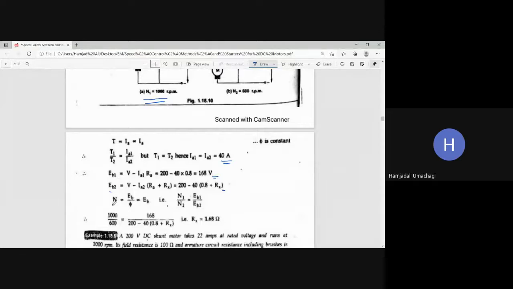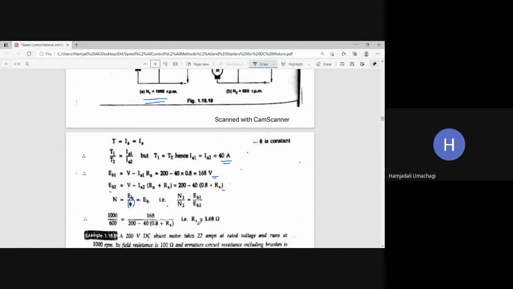Now, coming back to the speed equation, N is directly proportional to EB by flux, but flux is constant here. We are changing only the back EMF. N is directly proportional to EB. So using this, I can write the equation as N1 by N2 equal to EB1 by EB2. N1 is for 1000 RPM, N2 is for 600 RPM. So N1 is 1000, N2 is 600. EB1 value is 168 divided by EB2. EB2 is what here? 200 minus 40 into 0.8 plus Rx.